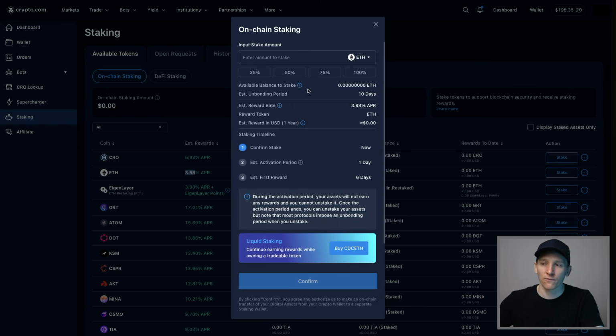The lockup periods are different for all the blockchains, but you can use Crypto.com for that. There is also an option to buy CDC ETH, which is Crypto.com ETH.